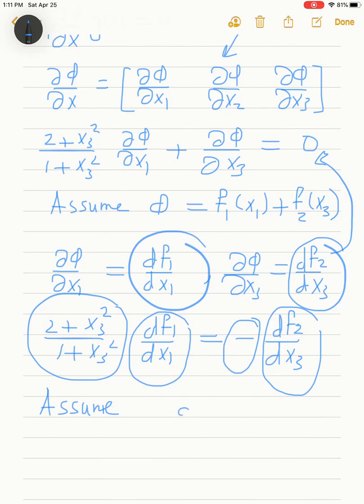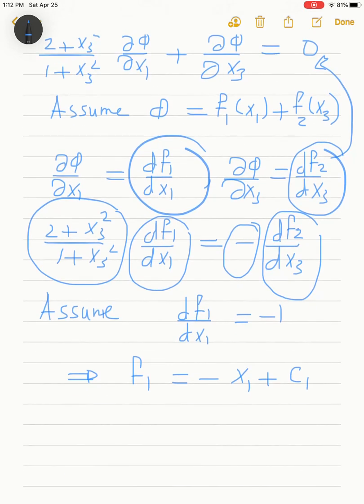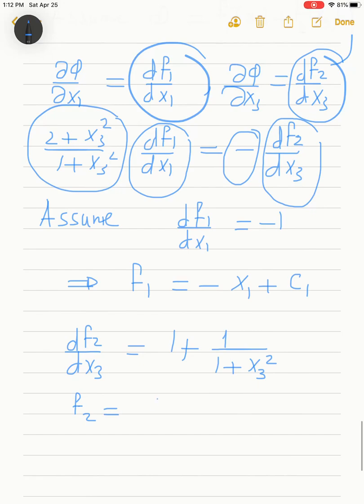So we have df1 by dx1 equal to minus 1, and that leads to f1 equals minus x1 plus some constant c1. This is the integration constant. We have also df2 by dx3 equals (2 plus x3 squared) over (1 plus x3 squared), which I will divide to give 1 plus 1 over (1 plus x3 squared), and that will give us f2 equal to x3 plus tan inverse of x3, plus again an integration constant, which I will call c2.